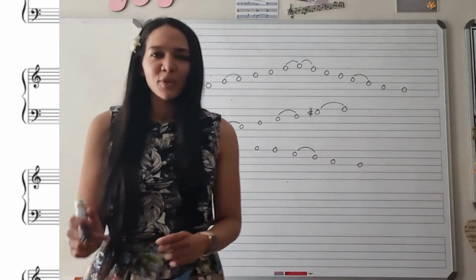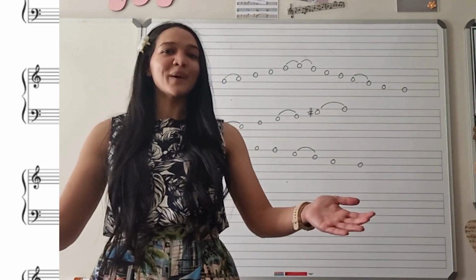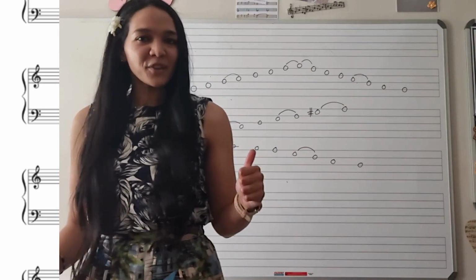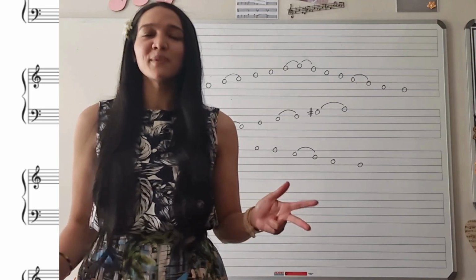Then in question 6.2, we are asked to give the meaning of terms yet again. These are more grade 1 terms. So anacrusis, we have upbeat, presto meaning fast, and then del segno, which means from the sign.